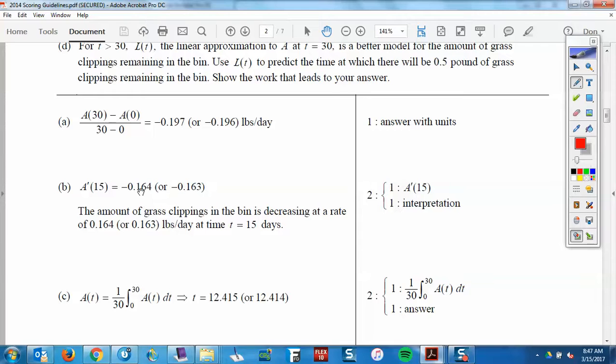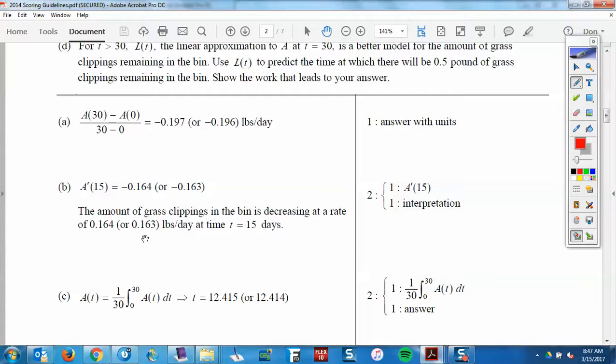Down here, I heard you guys saying 163, 164, which is fine. You didn't have to have units there, but you did have to write this out: the amount of grass clippings in the bin is decreasing, or the grass clippings are decreasing at a rate of pounds per day. Notice they didn't put a negative on there. If you're going to say decreasing, don't put a negative.